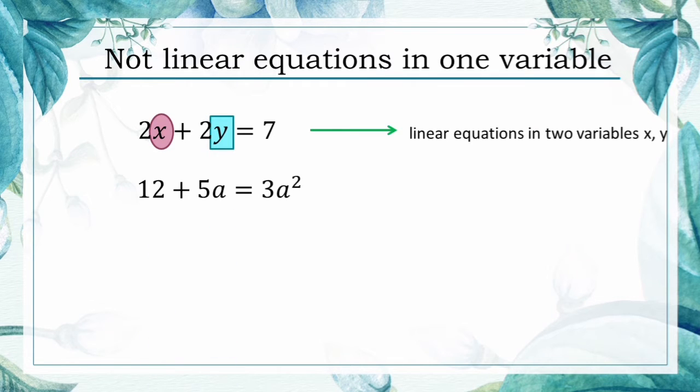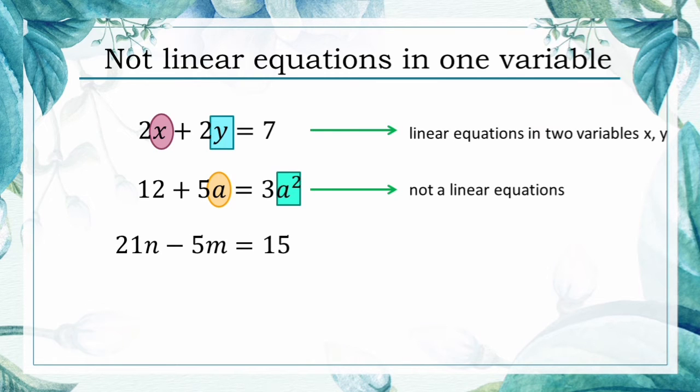Number 2, 12 plus 5 times a equal to 3 times a to the power of 2. This expression is not a linear equation because the highest power of the variable a is 2. Number 3, 21 times n minus 5 times m equal to 15. This expression is a linear equation in two variables.